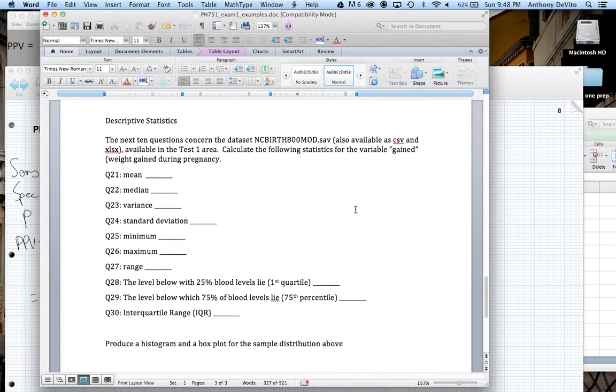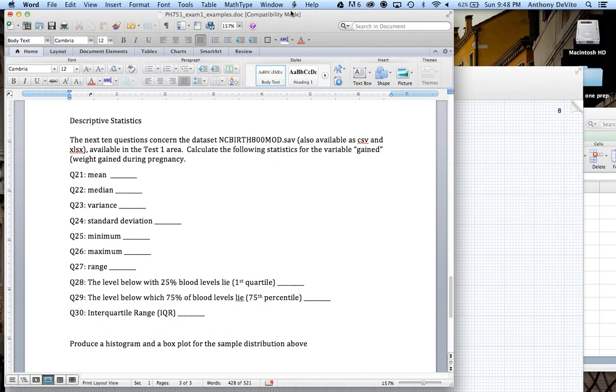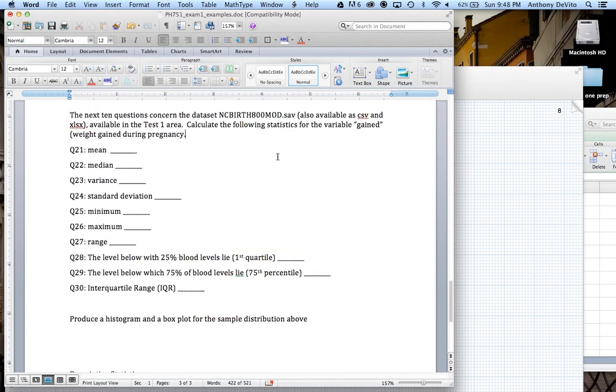Okay, descriptive statistics. I'm going to go back to my usual candidate here, NC Birth 800 mod. I have a copy of it here. I'm not sure I uploaded it to Blackboard. You have versions of it on Blackboard, but I'm not sure if it's exactly the same version as this. But one of the things we might ask you to do is to find all of these various statistics, and also to produce some graphics. For instance, produce a histogram and a box plot.